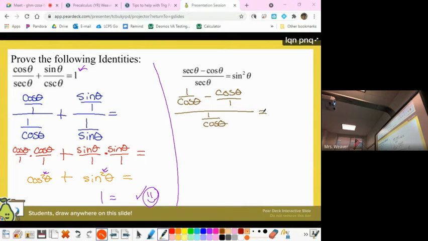Okay, so what can we do now? When we want to divide by a fraction, what do we do? We multiply by the reciprocal. Okay, so in the next step, I want to multiply by the reciprocal, so I'm going to be multiplying this entire expression by cosine theta over 1, okay? And that's going to take care of that. I'm going to multiply that entire expression by cosine theta over 1. So help me with that, Alex. When I distribute that to both terms in the numerator, what am I going to get?